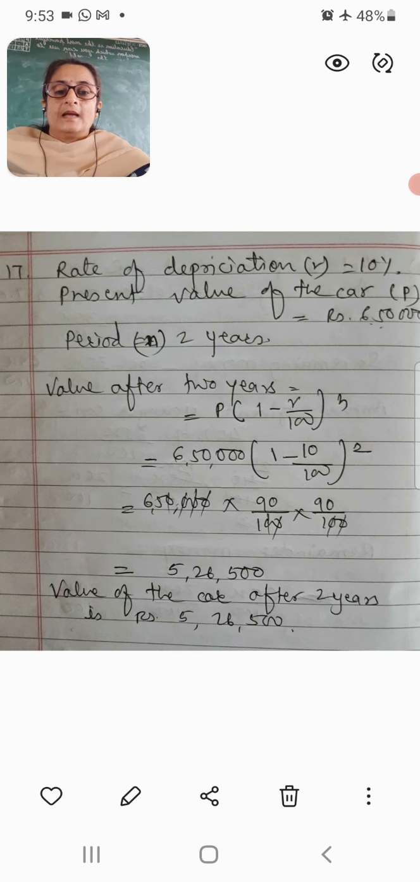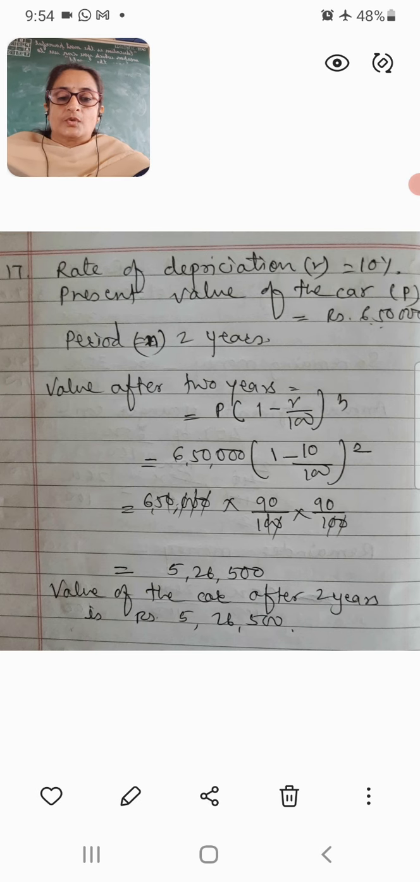When you solve the bracket, 1 minus 1 upon 10 gives you 90 upon 100, and it is 2 times because it is raised to 2. So we write 90 upon 100 two times. Fine. So 6,50,000 into 90 upon 100 into 90 upon 100. We get the value as 5,26,500. So the value of the car, which was 6,50,000, after 2 years of depreciation is going to be 5,26,500 rupees.